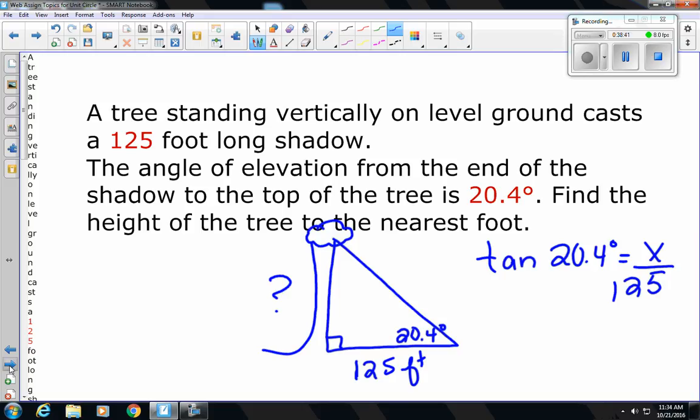And it says round to the nearest foot. So give me the answer first, and then we'll talk about how to round it. It's 46 point something, right? All right, so feet. And then it says round to the nearest foot. So 46. If this had been a 5, then I could round up. But I can't round that to a 5 and then round up.